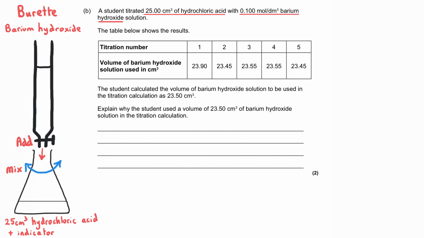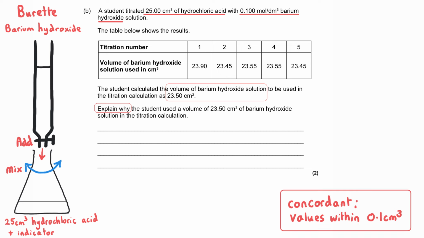The student calculated the volume of barium hydroxide solution to be used in the titration as 23.50 cm cubed. And we've been commanded to explain why the student used a volume of 23.5 cm cubed of barium hydroxide solution. When you analyse the results of a titration, you need to look for the titration results that agree with each other, and these titrations are referred to as concordant. And concordant values are values that are within 0.1 cm cubed of each other.